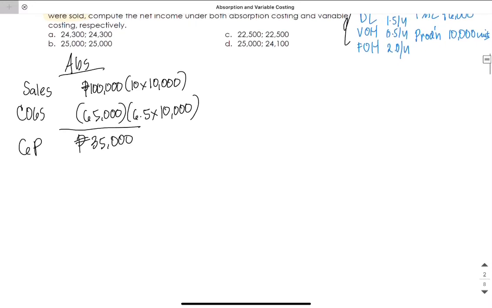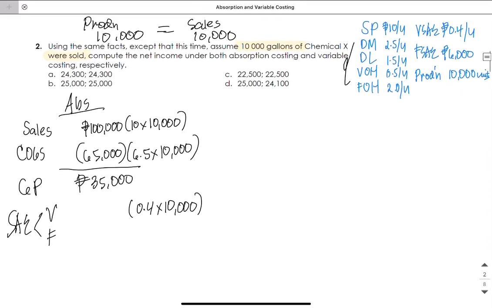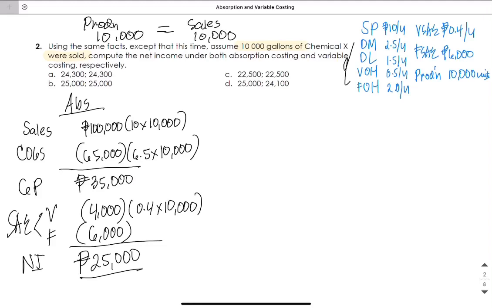Now, selling and admin expense. Again, for selling and admin expense, we have variable and fixed. For variable, this is 40 cents times 10,000. Am I right? Yes, 40 cents, so this is 4,000. For fixed selling expense, given the total, let's just deduct 6,000. So we have net income amounting to 25,000 pesos.